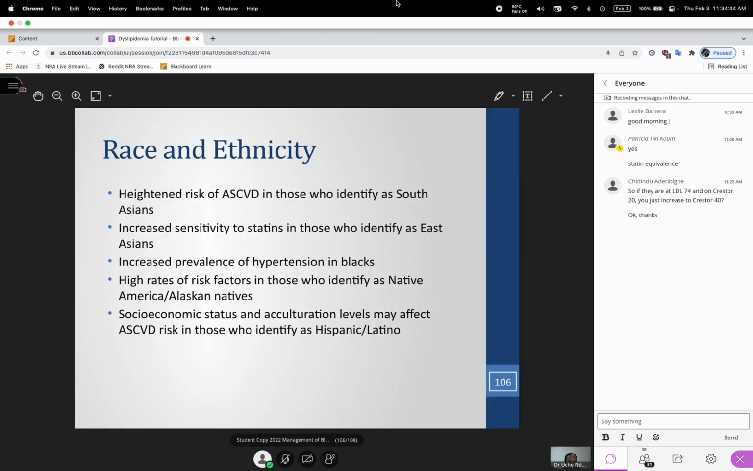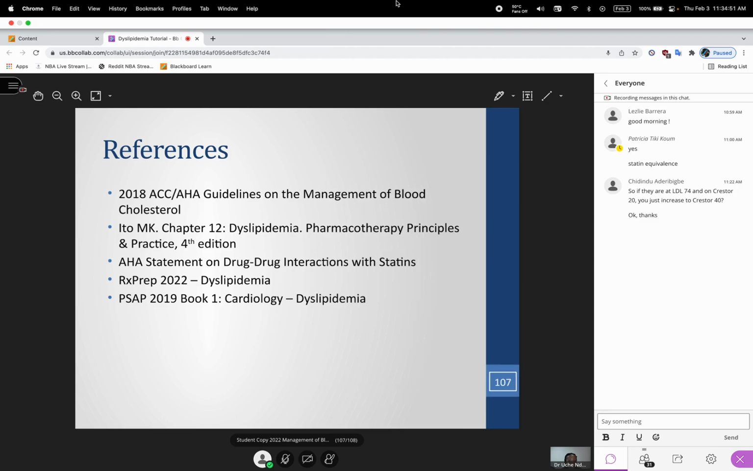There is increased sensitivity to statins in patients who identify as East Asian. So keep that in mind that they may have more adverse effects to statins than others.